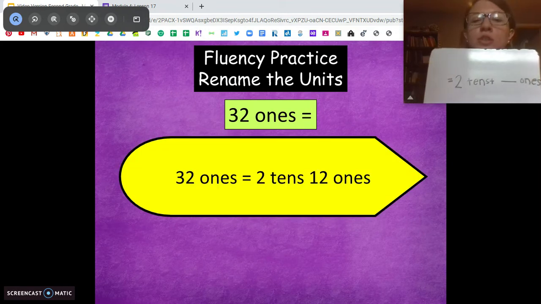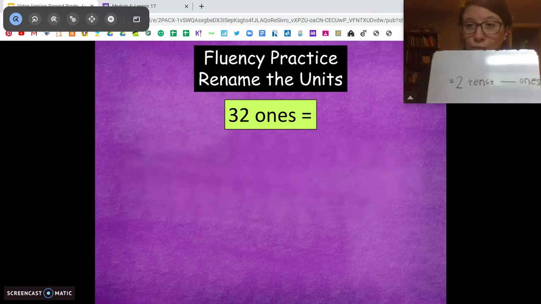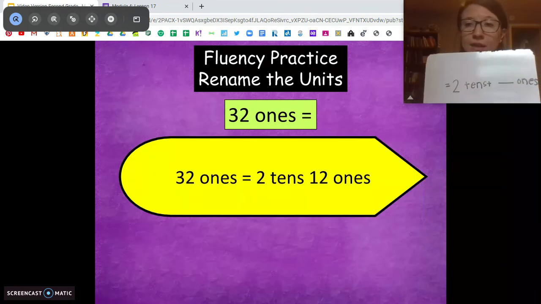Yeah, 12. Very good. 2 tens, 12 ones. Because this one, 30, is 2 tens, 10 ones, we have to add in those 2 extra ones. We're going to get 12 ones.